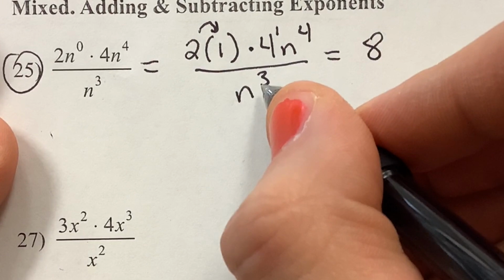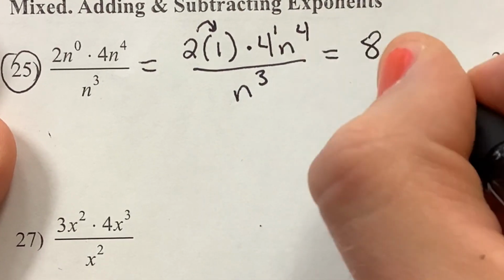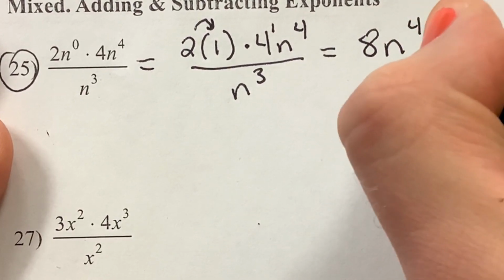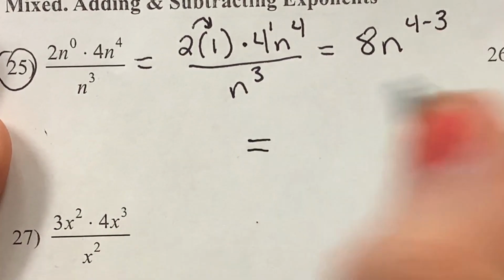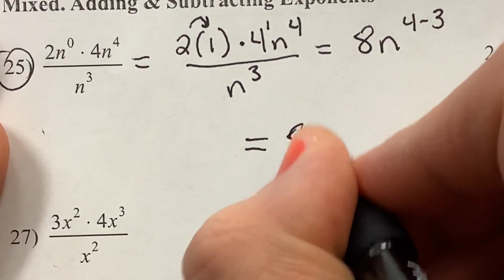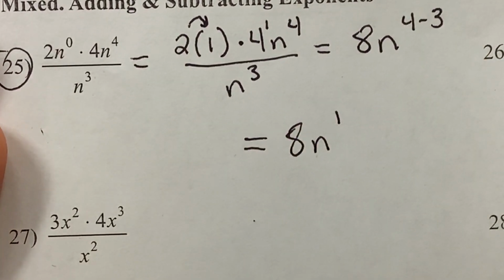And then as far as my exponents go, I got n to the 4th here and n to the 3rd, like bases of n. So I can go ahead and bring that n over. And I'm going to subtract them: 4 minus 3. Because again, this fraction bar means division. So I can simplify this one more time. 4 minus 3 is 1. And there we go. That is my answer.